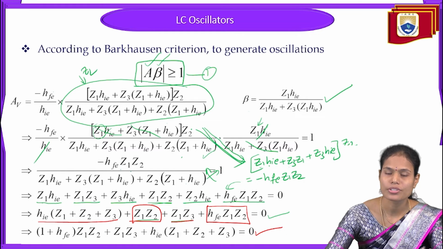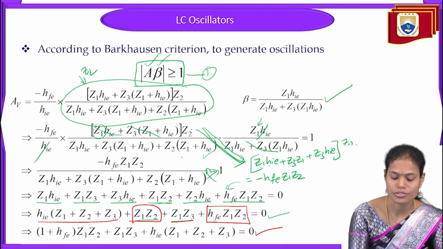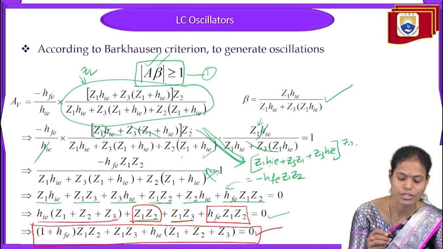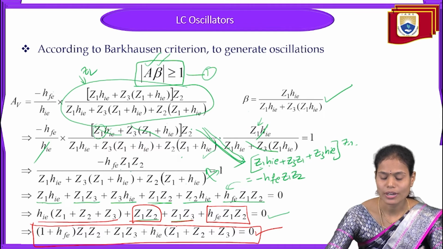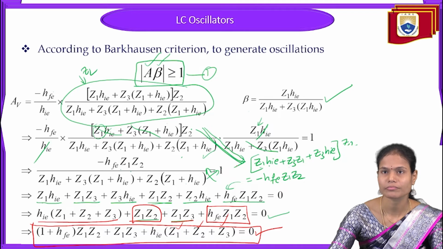So in order to design any kind of LC oscillator circuit, we have to take this as the base equation. In this base equation only we have to include the inductance values. Why? Because for the different oscillator circuits we will get different impedances here, that is, we will get either inductance values or capacitance values here.